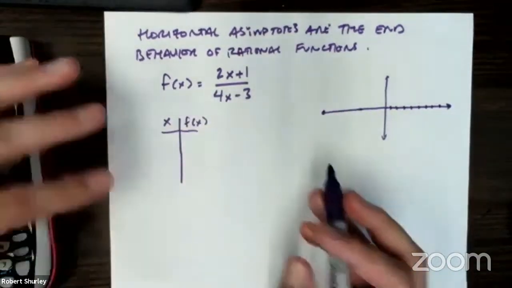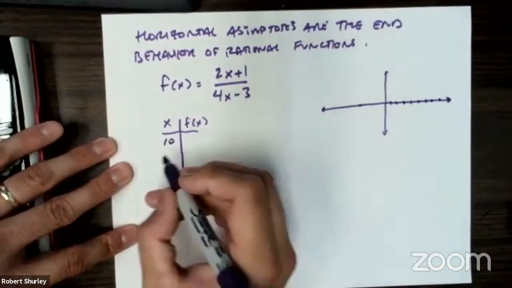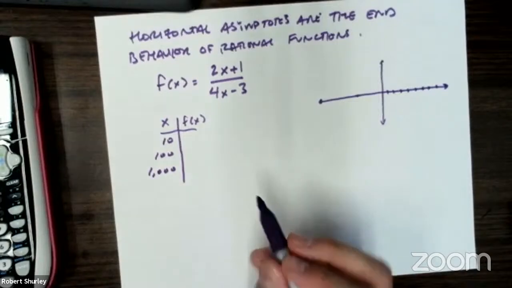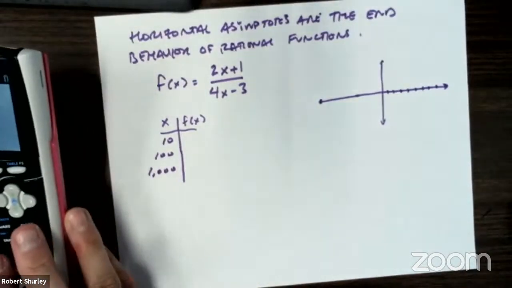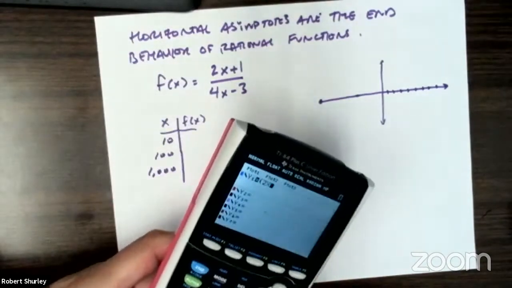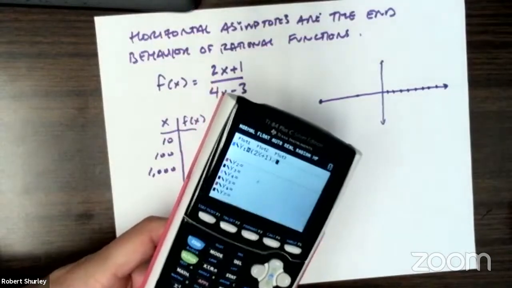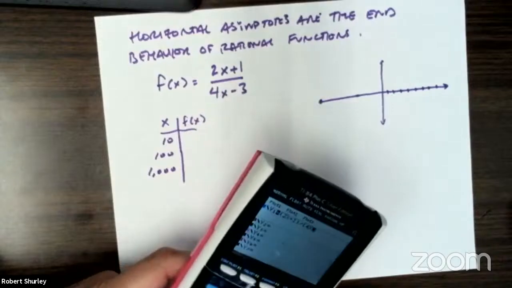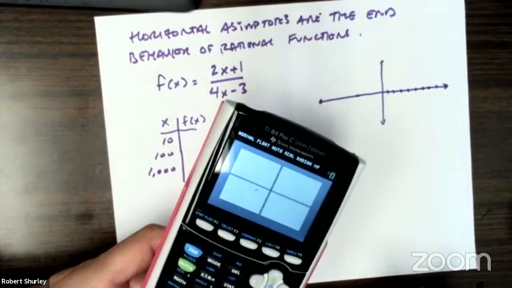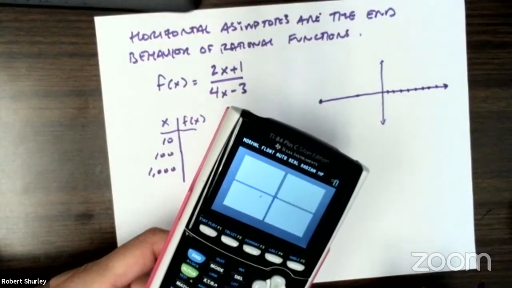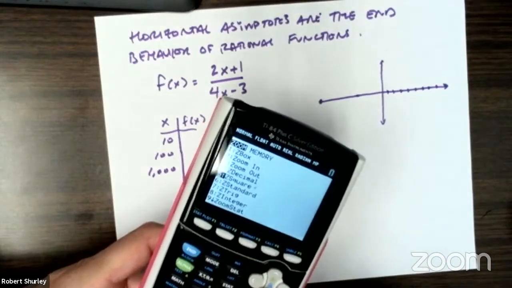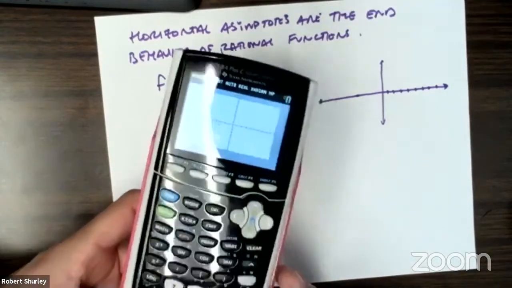So let's think of some big numbers to plug in. I'm going to plug in like 10, let's say 100, 1,000, and see what happens. I'm going to go back to my graphing calculator and plug in y equals (2x + 1) divided by (4x - 3). I hit graph. It's hard to see. It's a really tight graph. Let's say zoom standard. I don't know if it'll let me put big numbers into this one, but we'll try.